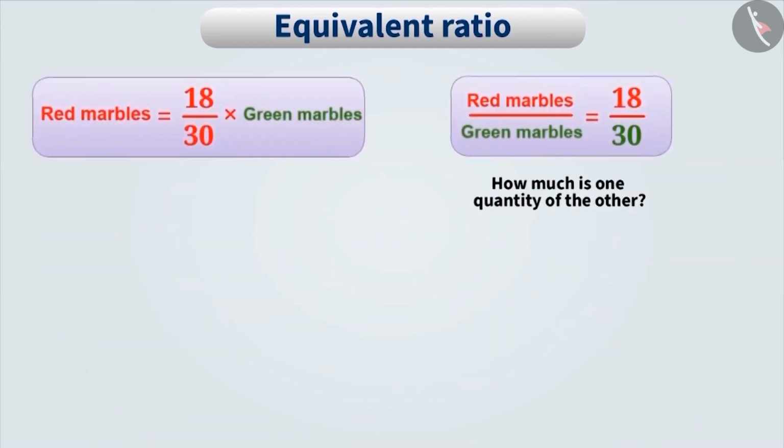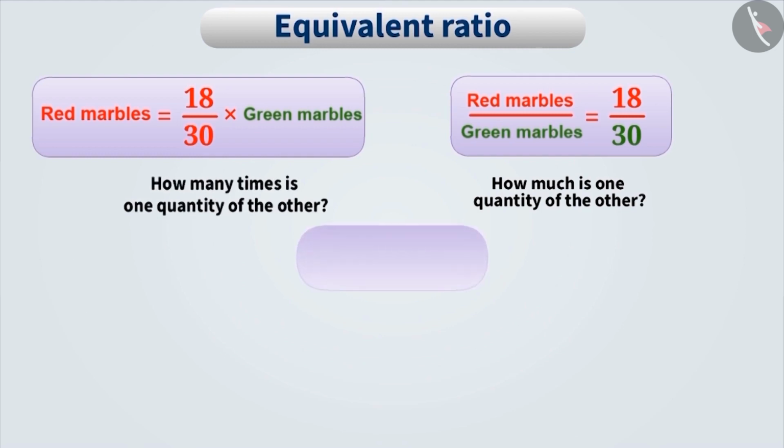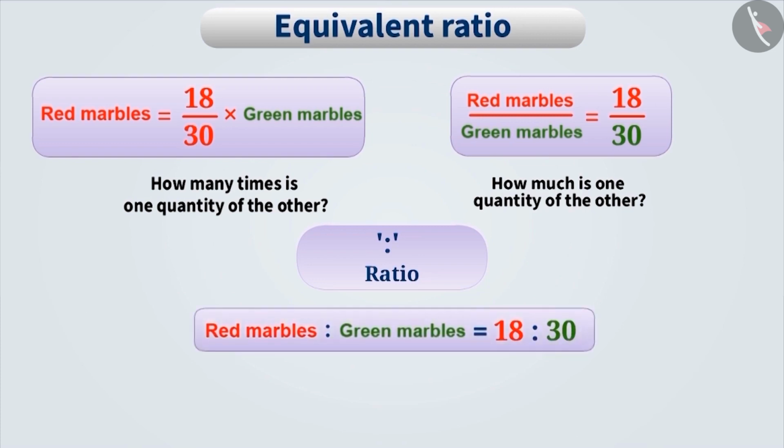How much is one quantity of the other? Or, how many times is one quantity of the other? A comparison that tells us that one quantity is how much of the other, or one quantity is how many times of the other, is called a ratio. We express the ratio with a colon sign. For example, here the ratio of the number of red marbles to the number of green marbles is 18:30. This shows that the number of red marbles is 18 by 30 times of the number of green marbles.